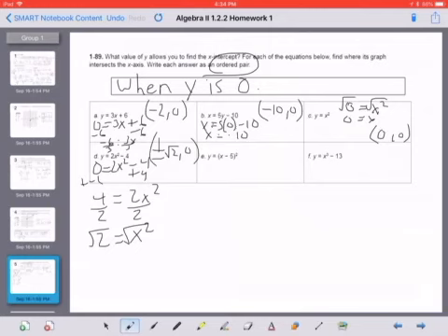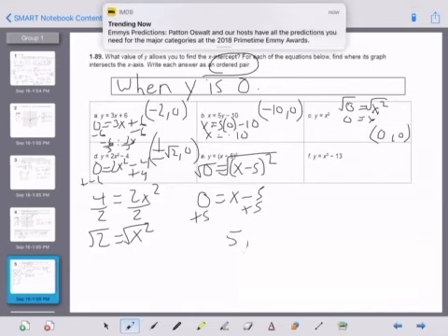So then for E, plug in 0. We get 0 equals x minus 5 to the second power. Take the square root of both sides, so you get 0 equals x minus 5, so we add 5. So our ordered pair is 5, 0.